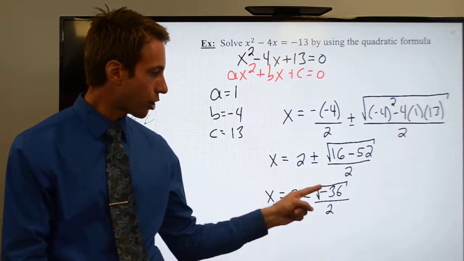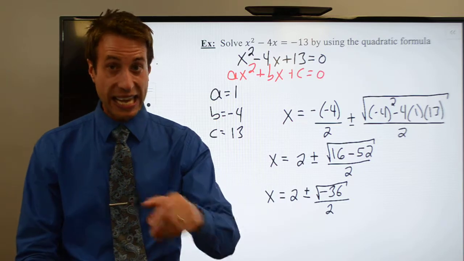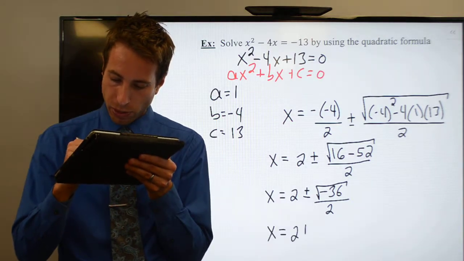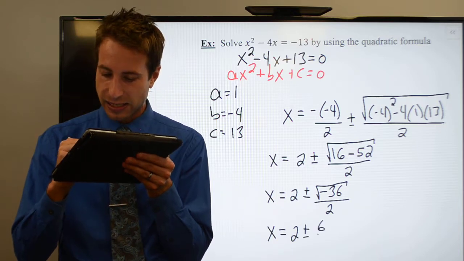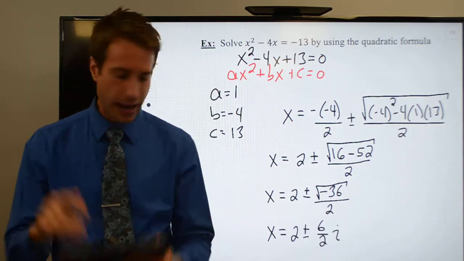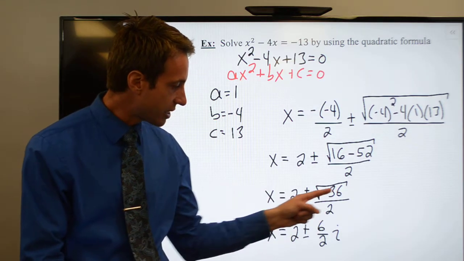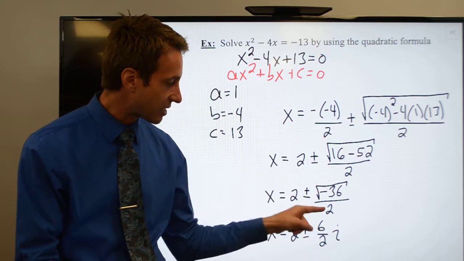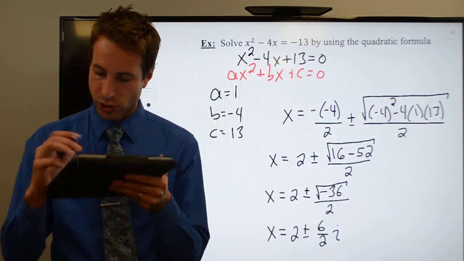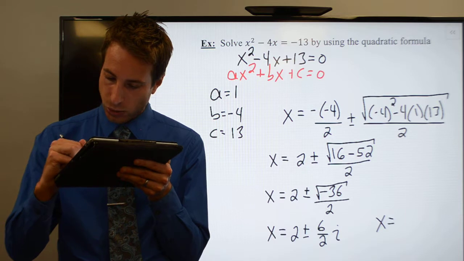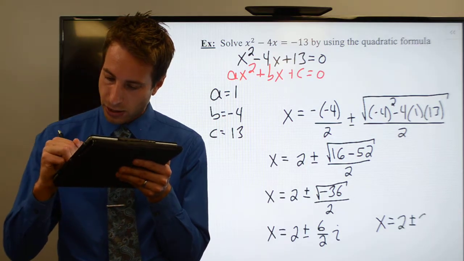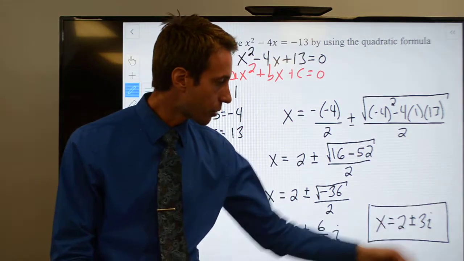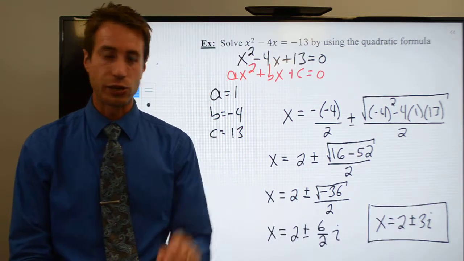Awesome. This one turns out to be a perfect square, but it's still negative, which means it's going to be imaginary. So we wind up with 2 plus or minus 6 halves i, right? Because the square root of 36 is 6, the square root of -1 is i, and it's divided by 2, and 6 divided by 2 is 3. So your answers are x equals 2 plus or minus 3i. So you wind up with 2 plus 3i and 2 minus 3i as your two solutions.